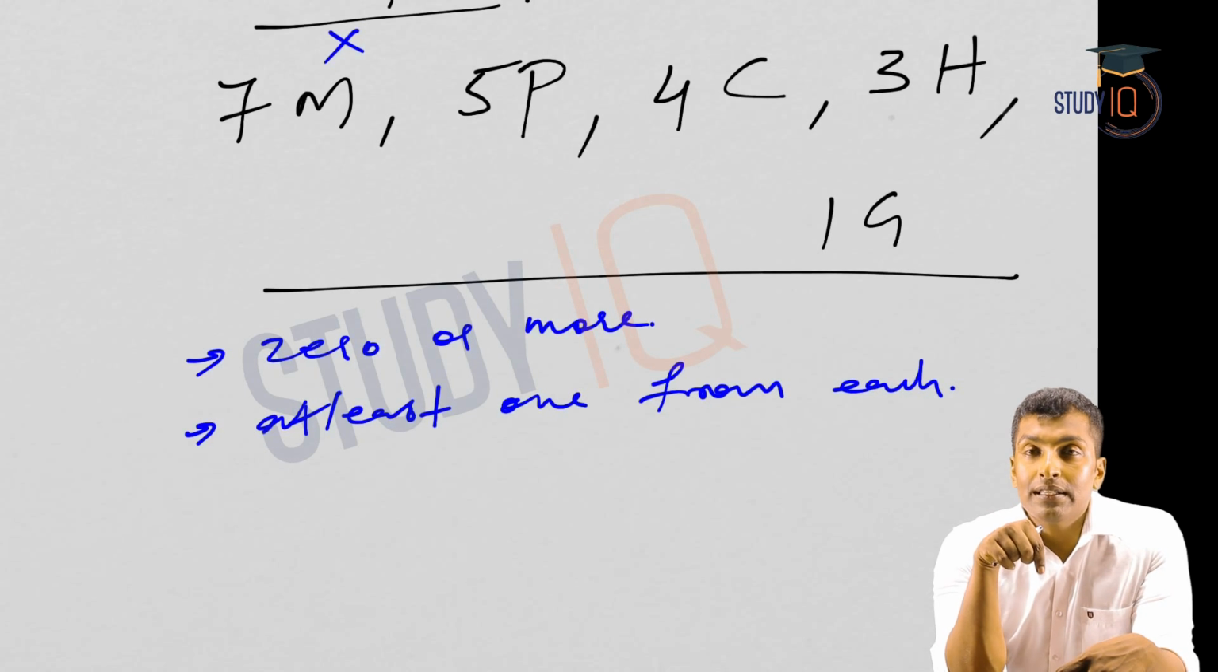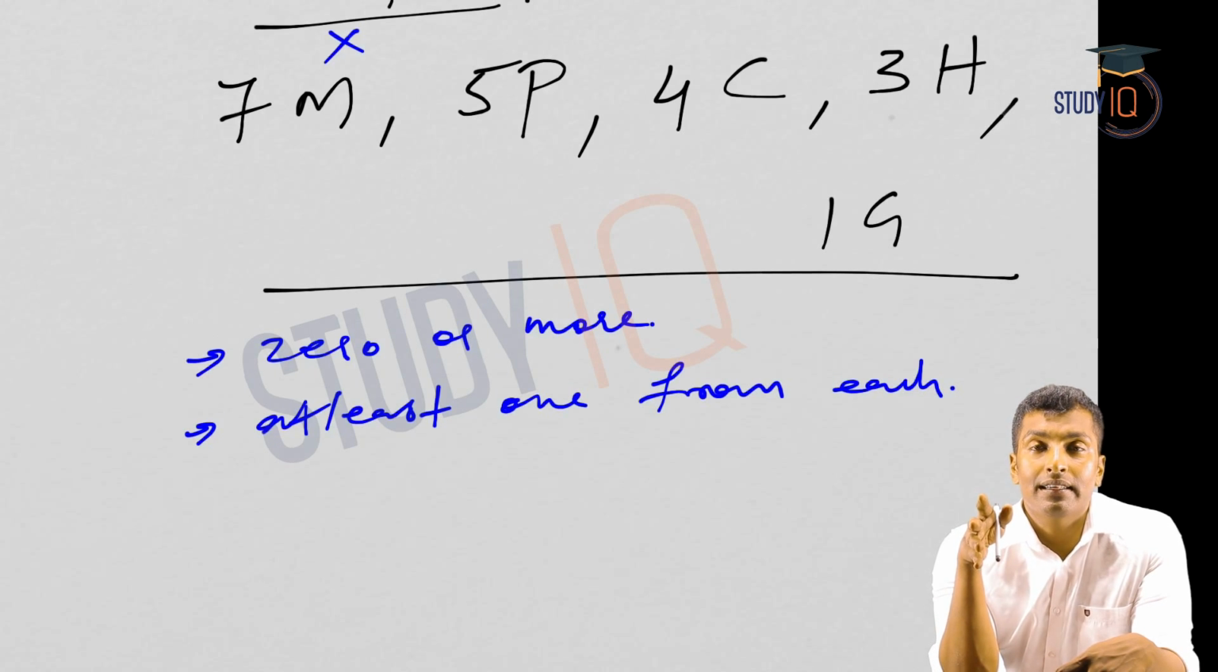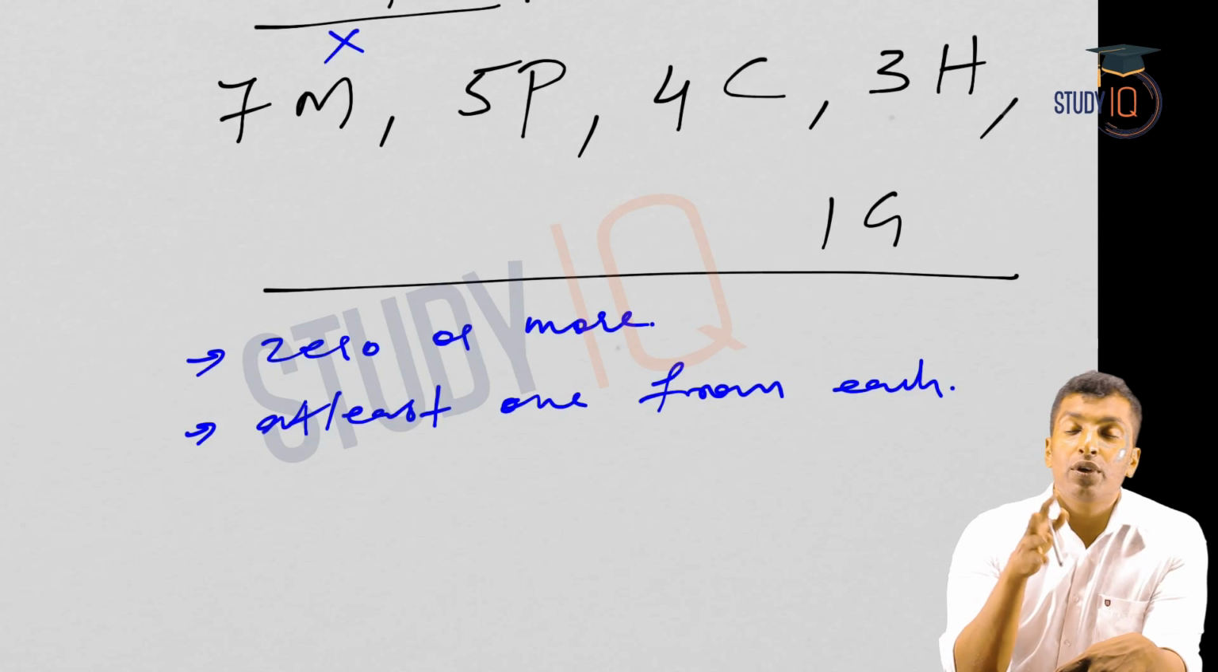When it comes to the second case, even though I don't wish to have maths, I am telling you I need to include this particular selection. At least one should be selected. So these are the 2 different cases.